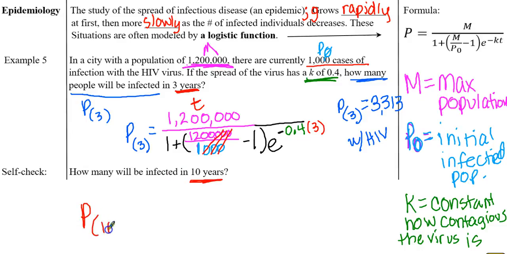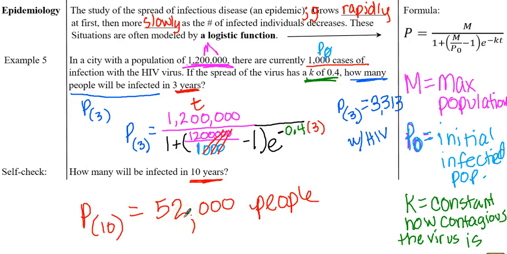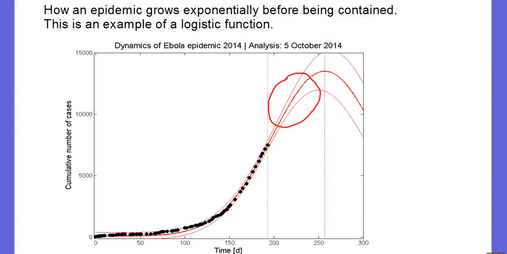So the P of 10 should have been approximately 52,000 people. It's a little bit over that, but 52,000 people is an acceptable answer. I think it was closer to 52,263, but you know, give or take a couple hundred when you're talking in the tens of thousands isn't that big of a deal. All right, last problem. Here we go. Backwards, backwards, backwards.